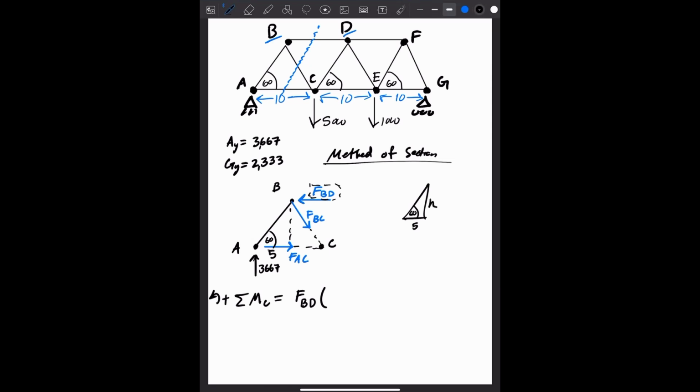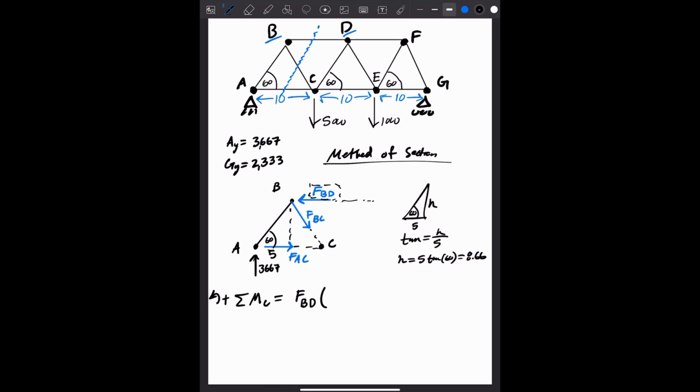So this looks like a problem for tangent. So SOHCAHTOA, tangent is equal to opposite over adjacent. So H is equal to 5 tangent 60, which is equal to 8.66. Okay, so circling back to here, we calculated this to get the distance that FBD acts.